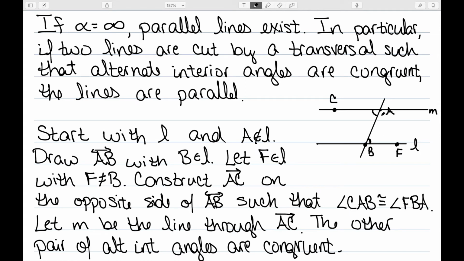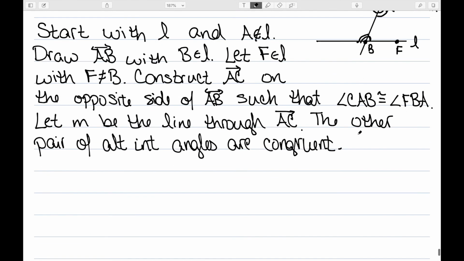We then have that the other pair of alternate interior angles are congruent, so this angle here and this one here, by the linear pair theorem. I know that CAB plus this angle have to add to be 180, and I know that FBA plus this angle have to add to be 180. And since CAB and FBA are the same, that tells me that these other set of alternate interior angles are congruent.